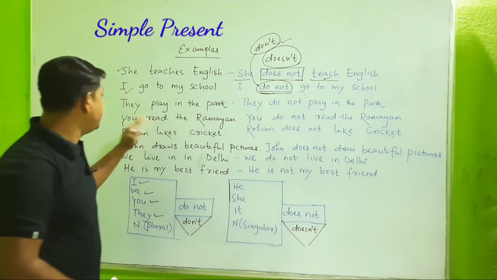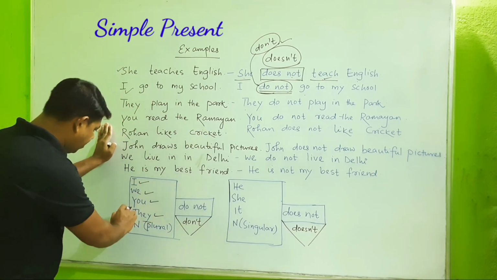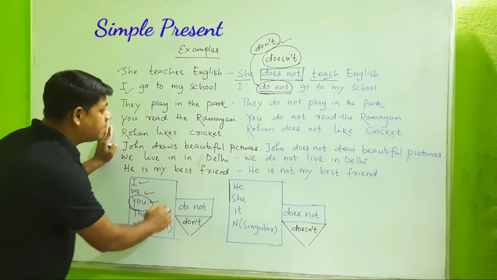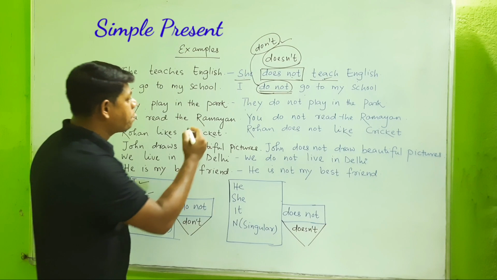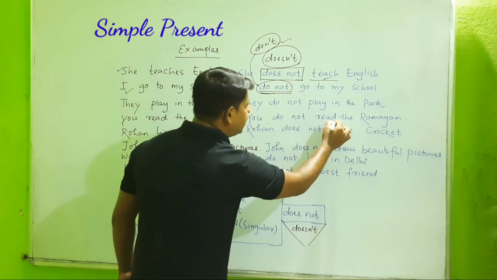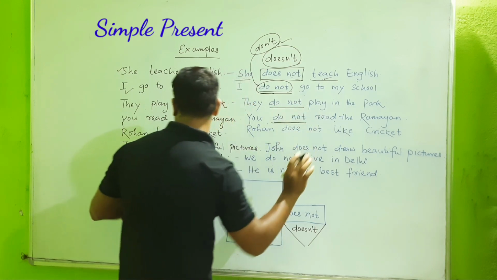Then comes your, you read the Ramayana. You read the Ramayana. You come here, you see "you". It means that the negative sentence will be "do not". So, you do not read the Ramayana. Do not. Don't, you can also write.